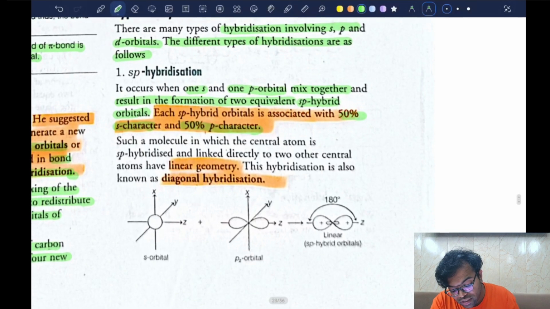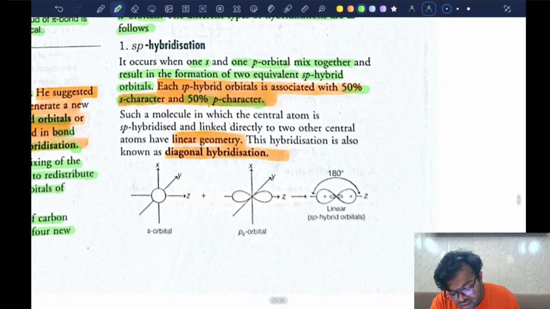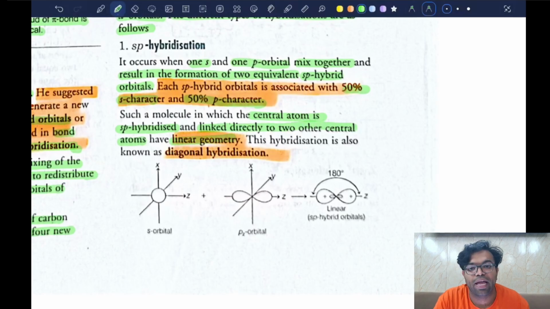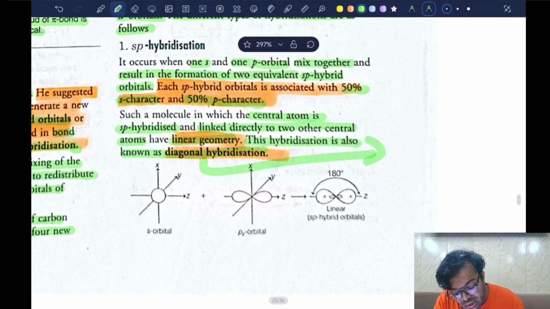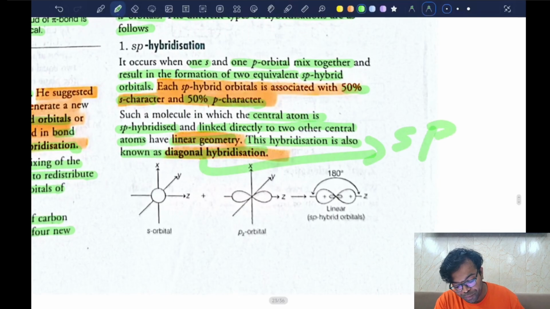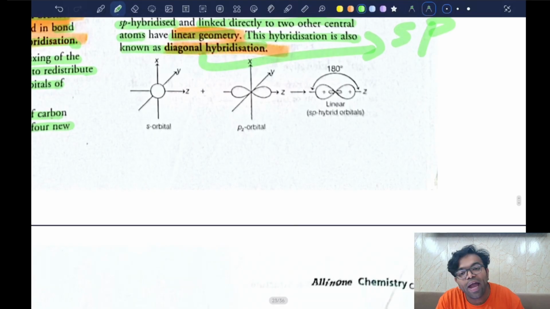Now, a molecule in which the central atom is sp hybridized and linked directly to other atoms has linear geometry. So an sp hybrid orbital geometry is always going to be linear. This hybridization is also known as diagonal hybridization. What is sp hybridization known as? It is known as diagonal hybridization.